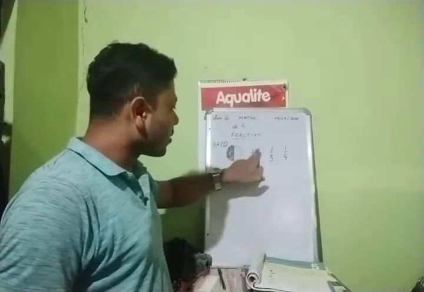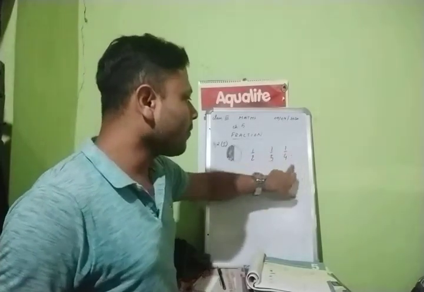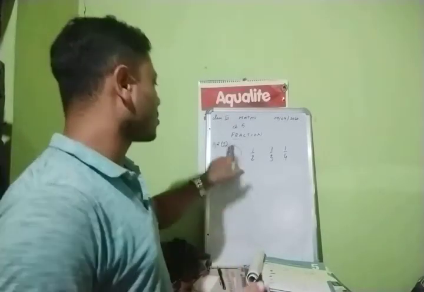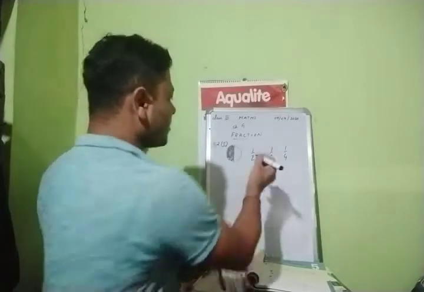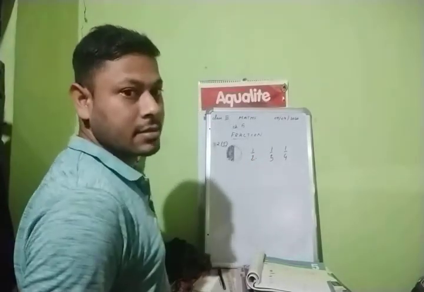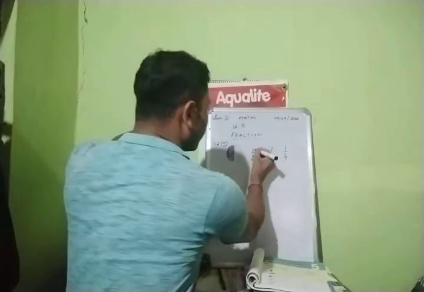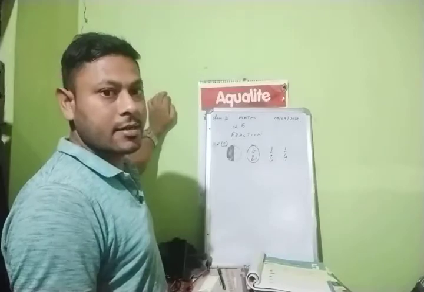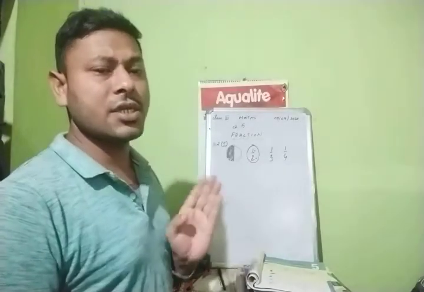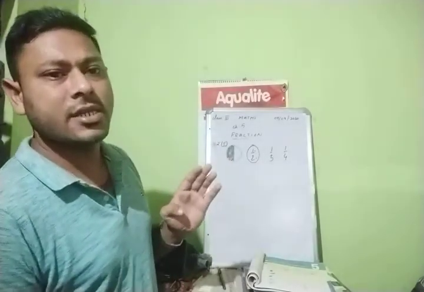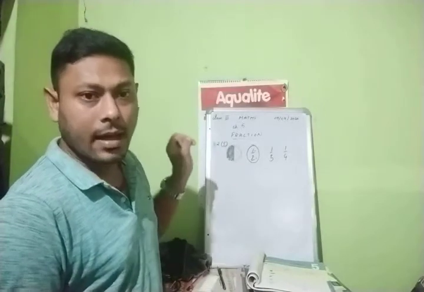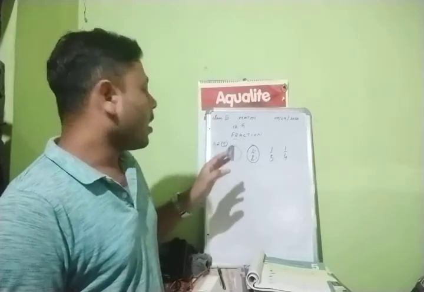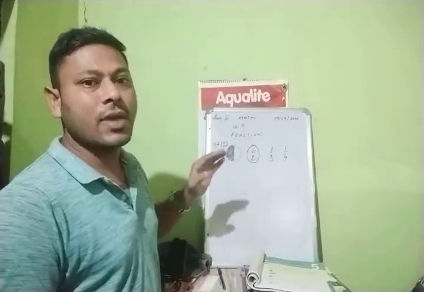So what is this? 1 by 2, 1 by 3 or 1 by 4? The dotted lines divide this circle into 2 parts. How many parts are there? 2. And one part is shaded. That means this is your answer. Understood? First of all, what you have to see is how many parts are there in the circle or in that diagram, in that picture. How many parts are there, that we have to check first.